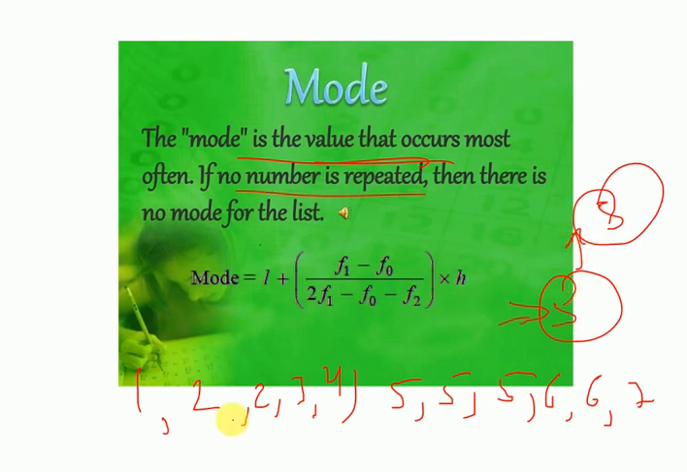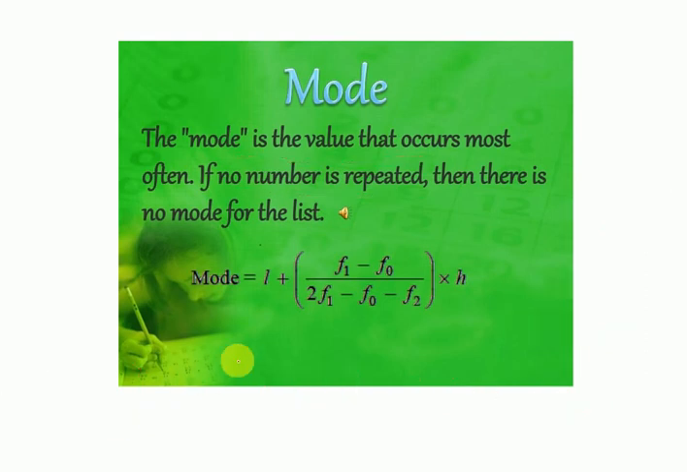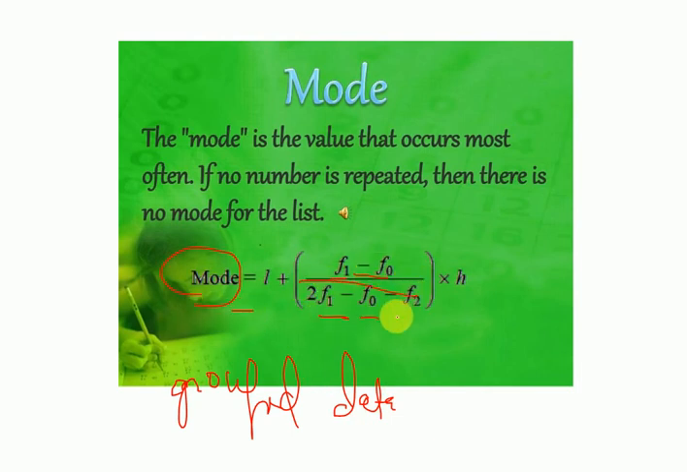But here you can see it is ungrouped, right? So we have learned this in class 9, but in class 10 we will learn how to find the mode in grouped data, right? And the formula for finding the mode is L plus f1 minus f0 upon 2 f1 minus f0 minus f2 into h.